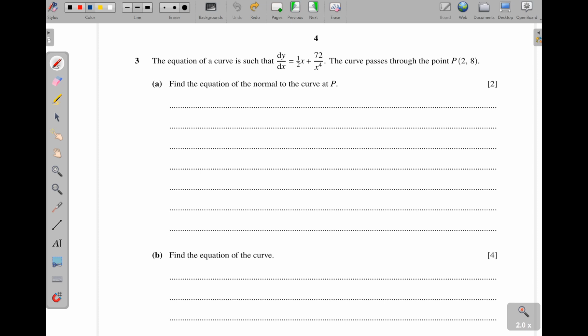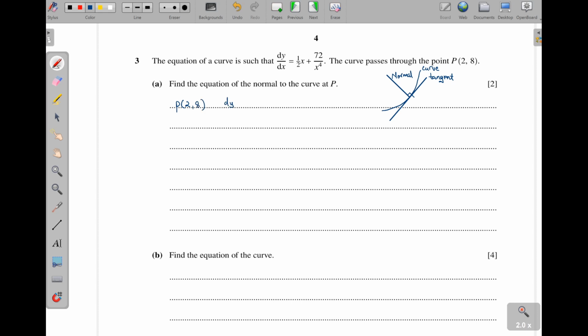Now we should know that if we have, let's say, the curve here, and then we have a straight line here that meets the curve at only one point, that is what we call the tangent. Okay? This is the curve. And then that line which is perpendicular to the tangent at the point of intersection with the curve, that is the one we call the normal. Okay? So, at P here, (2, 8), they want us to find the equation of the normal.